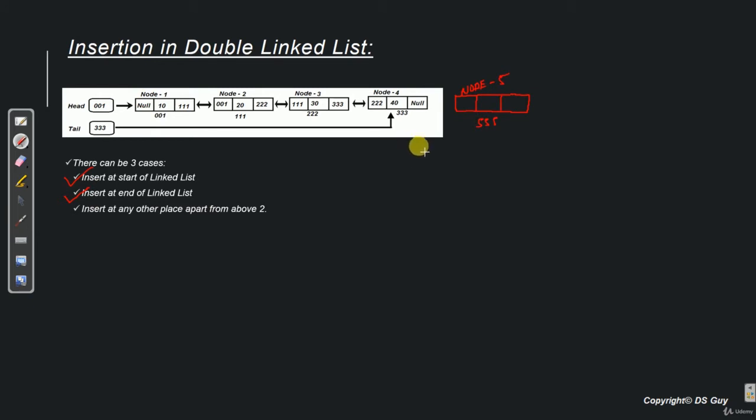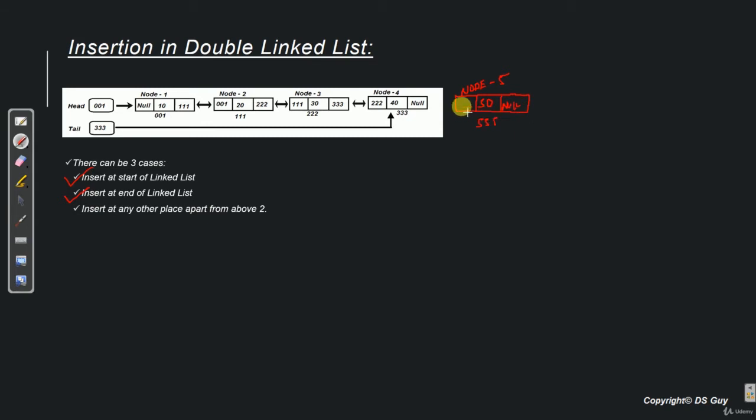Now let's see the next case, which is insertion of a node at the end of a linked list. To insert a new node, first we have to create a blank node. So let's say node 5 is the blank node that we want to insert after node 4. The address of node 5 is, let's say, 555. First thing that we do is we insert the desired value in this node. Let's say we want to insert 50. Now the next step is we have to insert a null in the next reference because node 5 is the last node in this list.